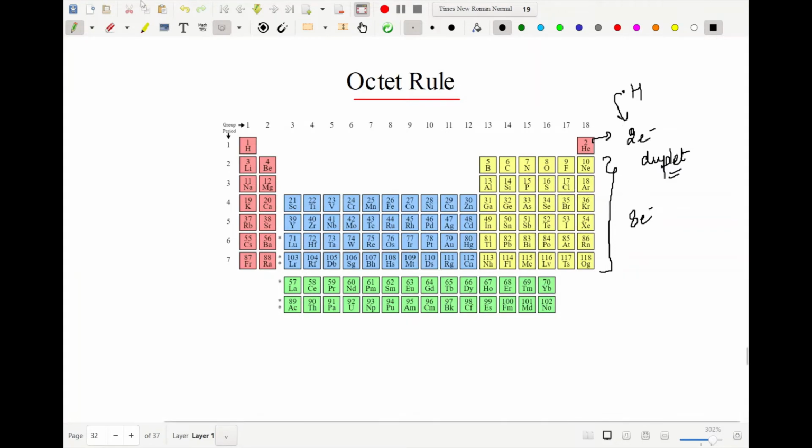Okay, now talking about a classic example of an ionic compound, which is basically sodium chloride.